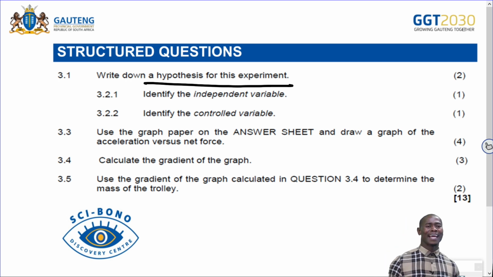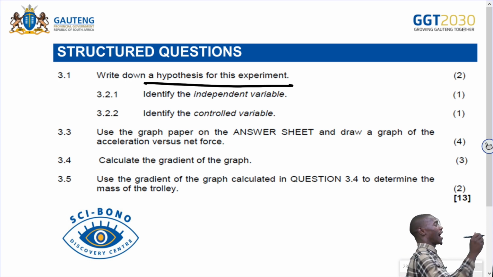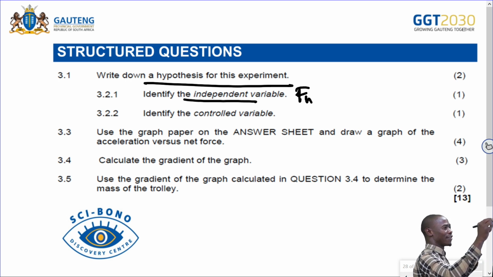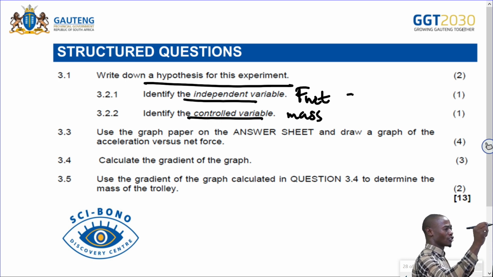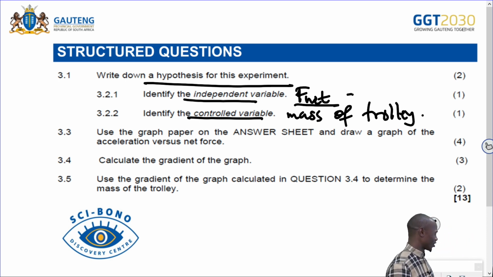It's what you think will happen. Actually, what you think will happen is based on theory. It's based on what you have learned. According to Newton's second law, acceleration is directly proportional to the force. It's not inversely proportional to the force, right? So what are we expecting here? Acceleration to increase as net force increases, or we're expecting acceleration to be directly proportional to the net force. Identify the independent variable. It should be the net force. Identify the controlled variable. It should be the mass, not just any mass, but the mass of the trolley. Independent is the net force. Dependent is the acceleration of that trolley.